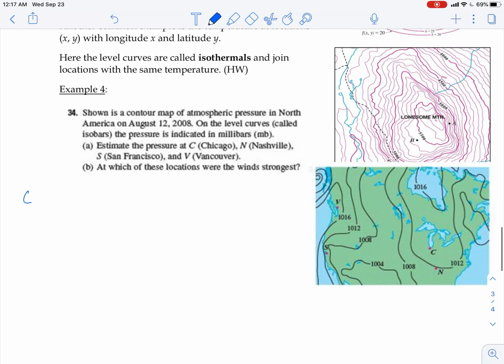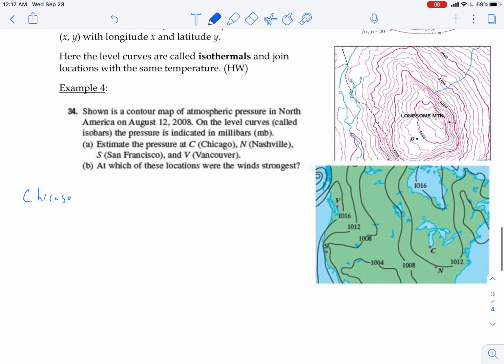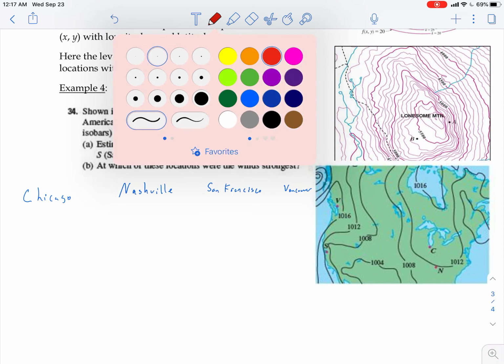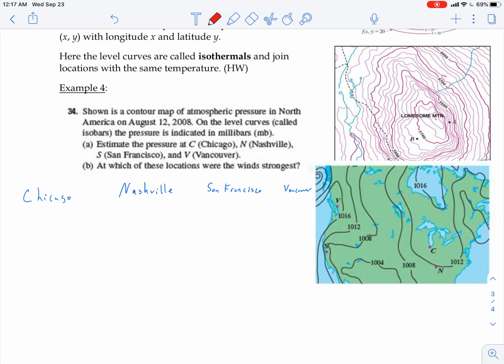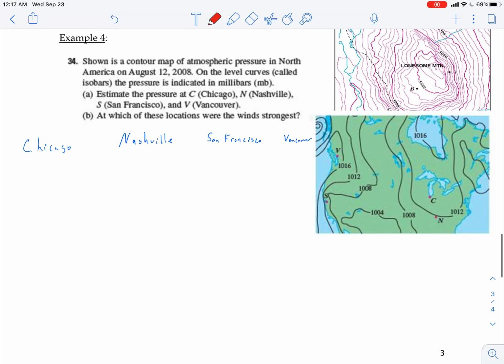So Chicago, I'll go ahead and write it out. You can just write C if you want to. Nashville, San Francisco, and then Vancouver. All right, I'm just going to denote in red what we perceive the pressures to be.